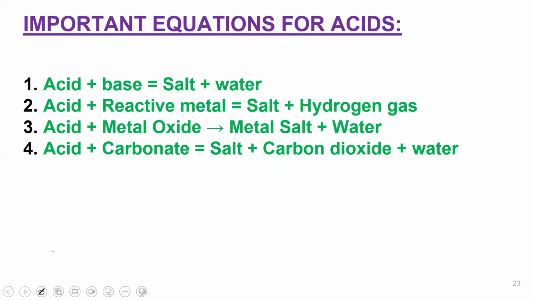Now these are the word equations for acids. They really need to be memorized. Acid plus base gives you salt plus water. Acid plus reactive metal, group 1, group 2, I mean, gives salt plus hydrogen gas. Acid plus metal oxide gives metal salt plus water. Acid plus carbonate gives salt plus carbon dioxide plus water. Now, try to memorize them. That is important to memorize.